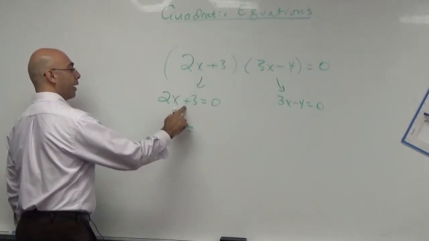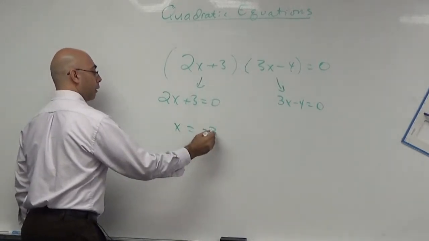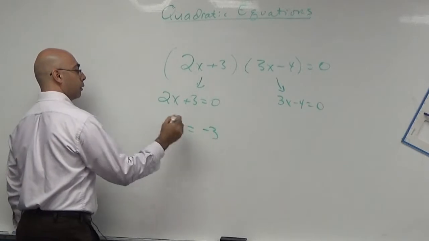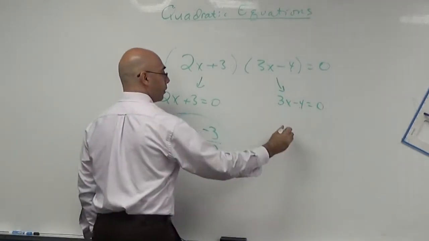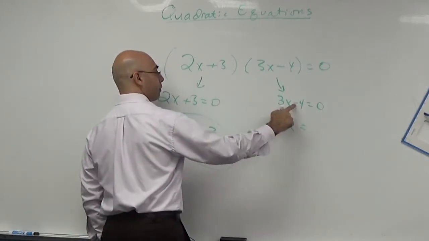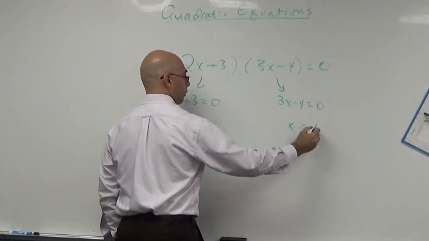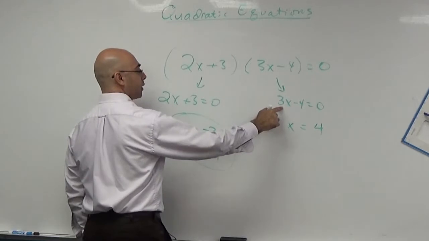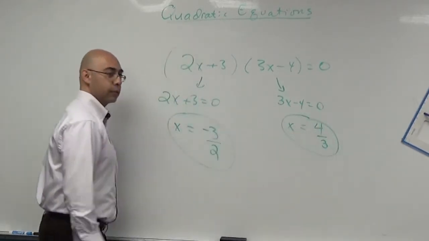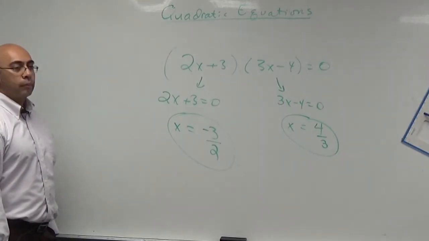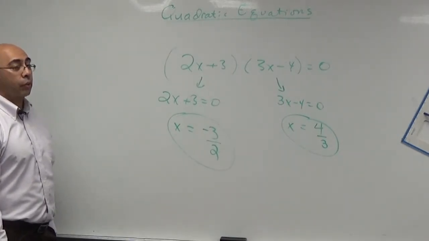What's the opposite of adding 3? What's the opposite of multiplying by 2? That's one answer, negative 3 over 2, very good. Same thing over here. What's the opposite of subtracting 4? So I'll just put a 4 there. What's the opposite of multiplying by 3? Dividing by 3. Those are your two answers. And that's basically what the lesson is today.